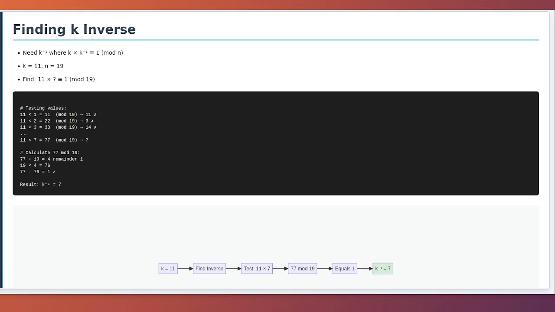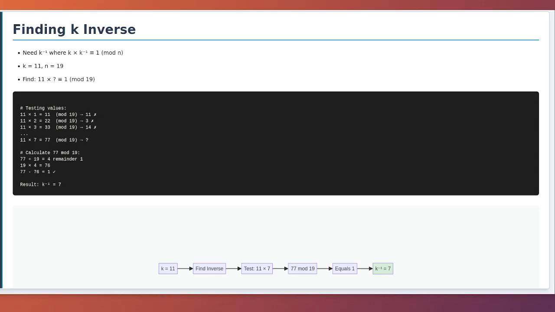We need to find a number that when multiplied by 11 gives us 1 modulo 19. Let us try different values systematically. We multiply 11 by each number from 1 to 18 and check if the result modulo 19 equals 1. When we try 11 times 7, we get 77. Now let us calculate 77 modulo 19. We divide 77 by 19, which equals 4 with a remainder of 1. So 77 modulo 19 equals 1.